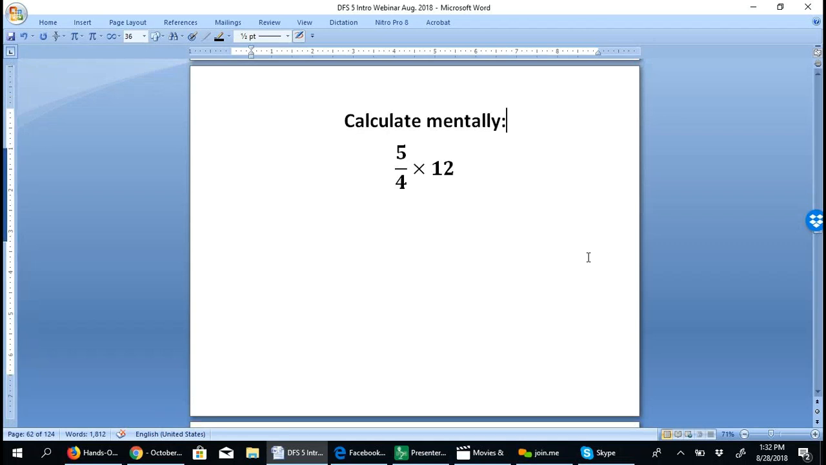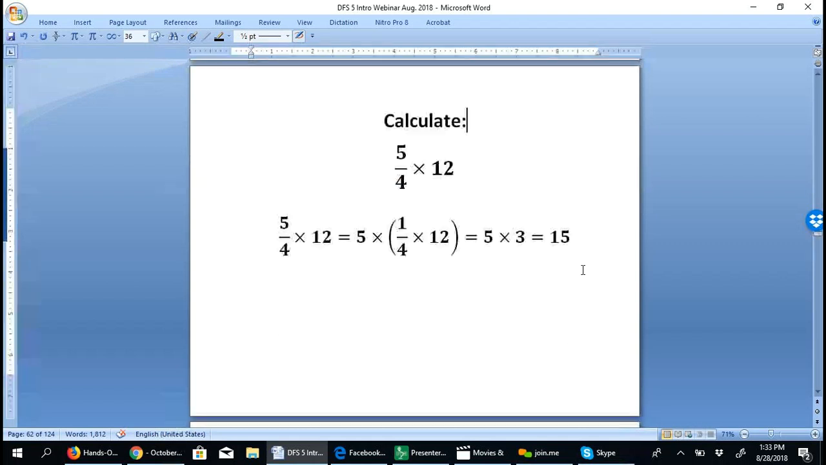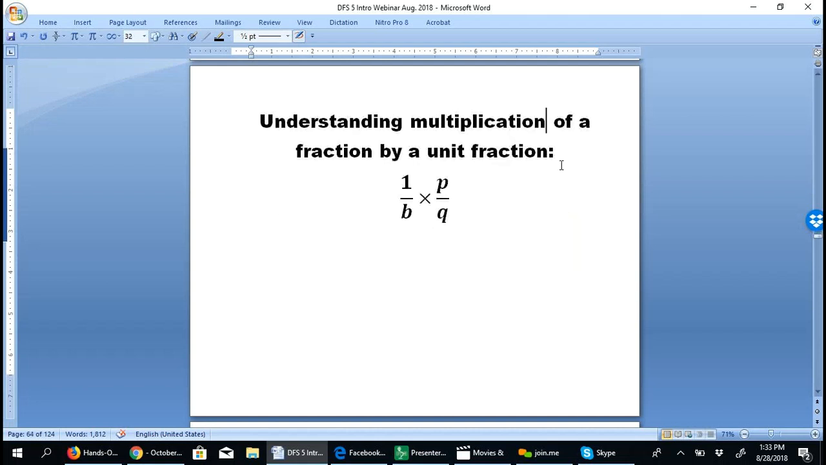Would you please calculate this mentally and text chat your response? 5/4 of 12 is... Okay, so first we need to figure out 1/4 of 12. We know that's going to be 3. We need 5 copies of that, so the answer will be 15. Okay, 5/4 of 12 are 5 copies of 1/4 of 12, so the answer is 15.